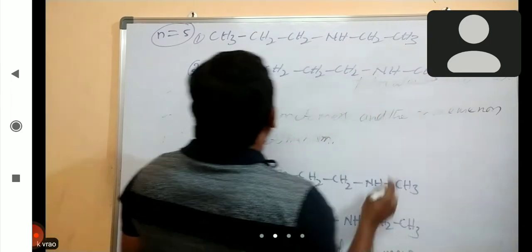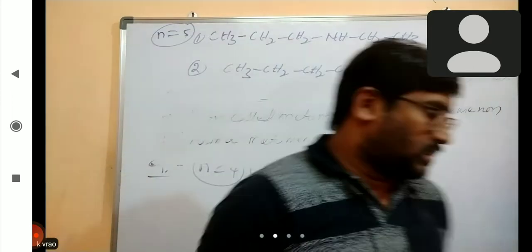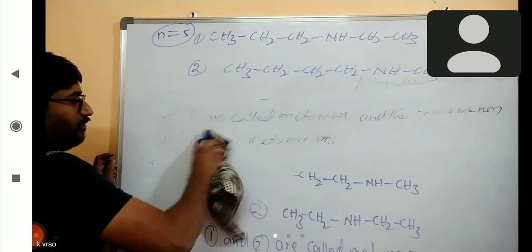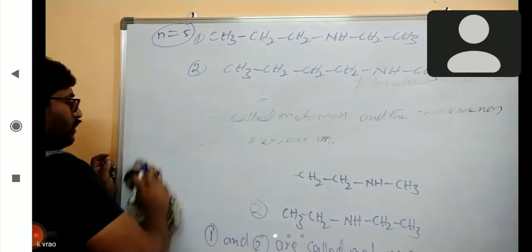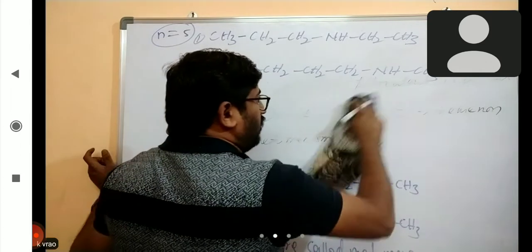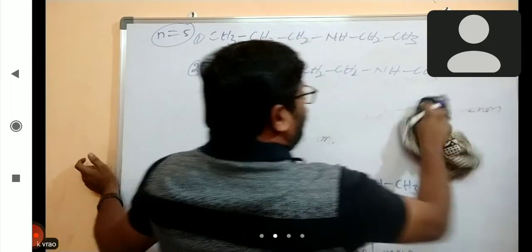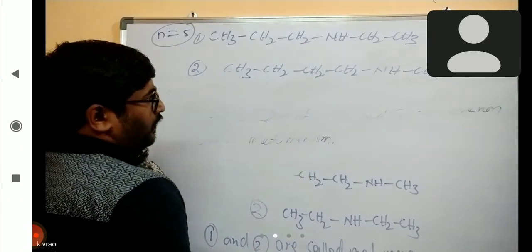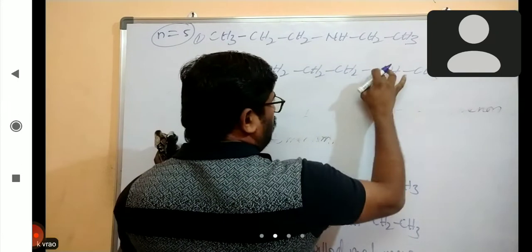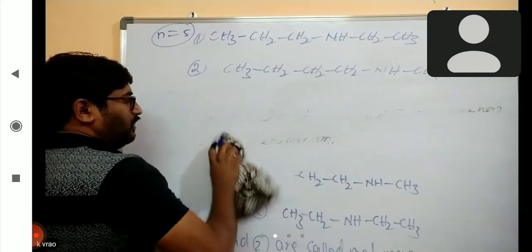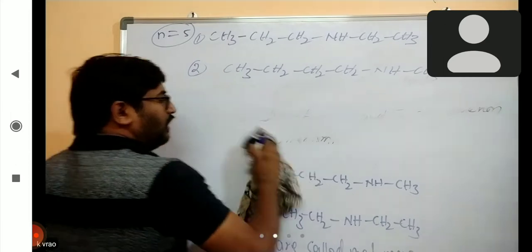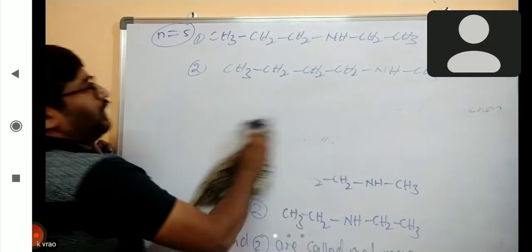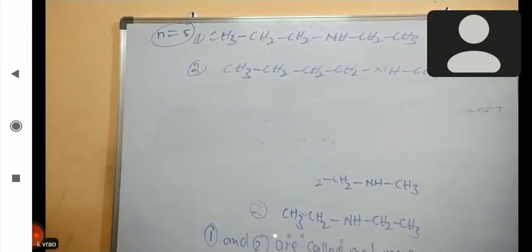So 1 and 2 are called metamers. How do you say it is metamers? Based on the IUPAC nomenclature. The name of this compound is N-ethyl propanamine, and this compound's name is N-methyl butanamine. Got it? Is it clear?